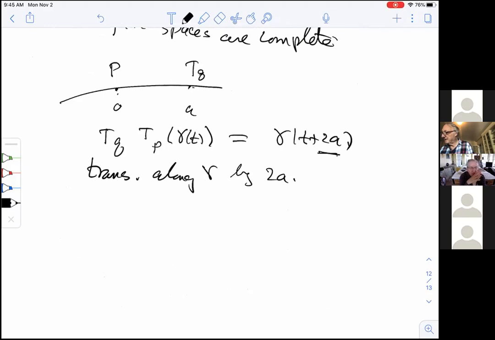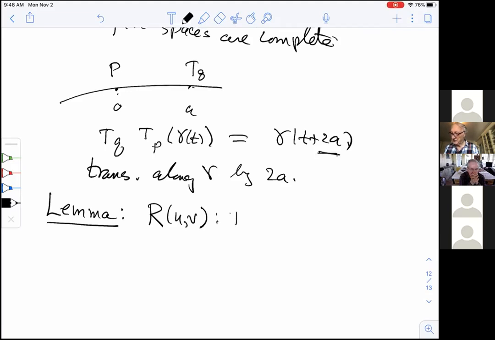And here is the main lemma that we use for symmetric spaces. It makes the computation of Jacobi fields so much easier. So we have the Riemannian curvature tensor R. And remember, if you take any pair of tangent vectors in general at a point, this is an endomorphism from the tangent space at the point back to itself. Okay.